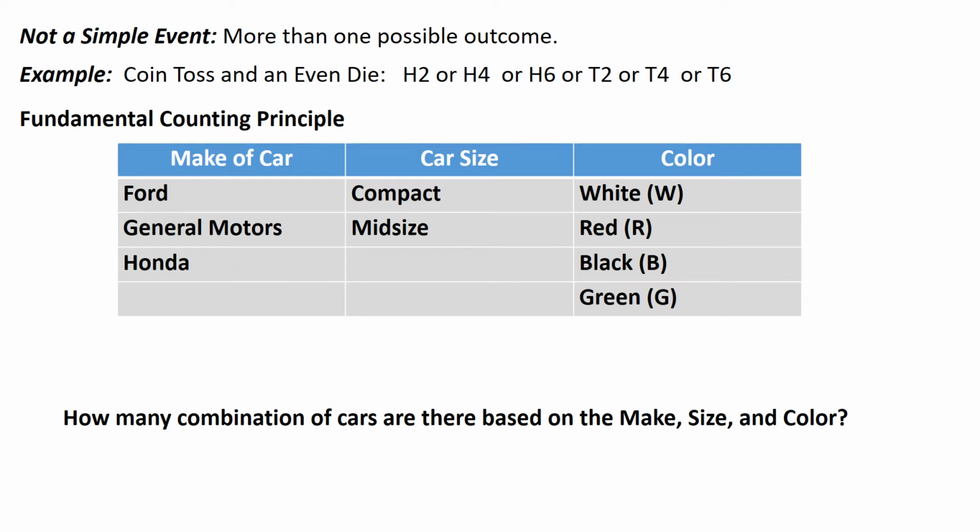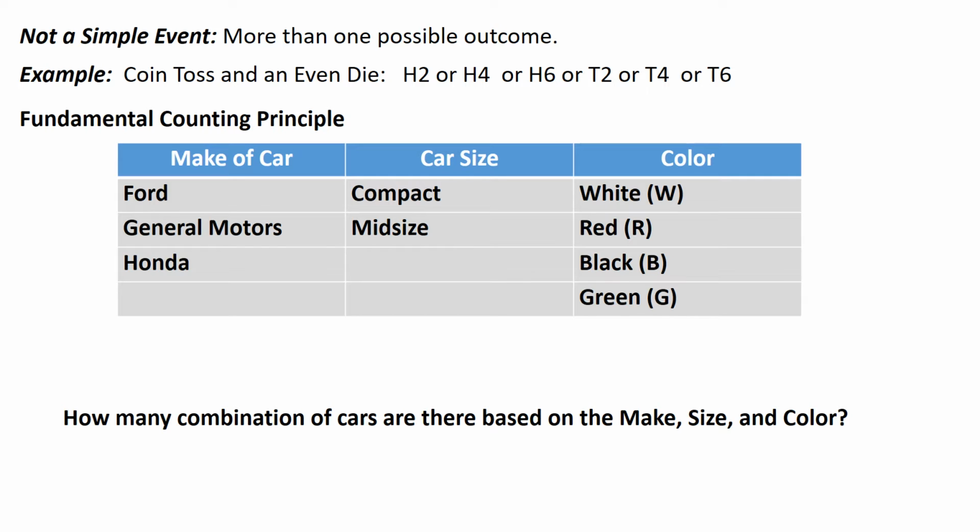Now we can have multiple outcomes, which are not simple events. We could look, for example, at a coin toss and an even die. What I mean by that is you could get heads, and that's only one of 2. But an even die would mean when I roll my die, I get a 2 or a 4 or a 6. Or it could be an odd die, which is a 1 or a 3 or a 5. That's not a simple event.